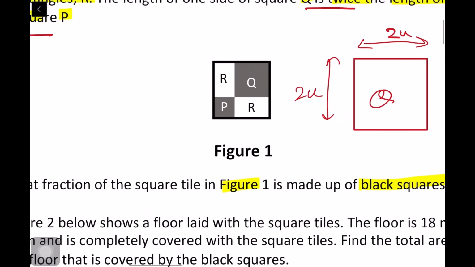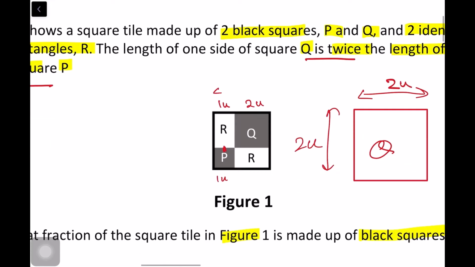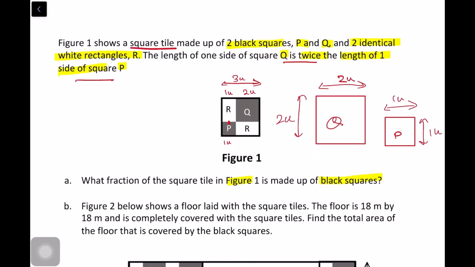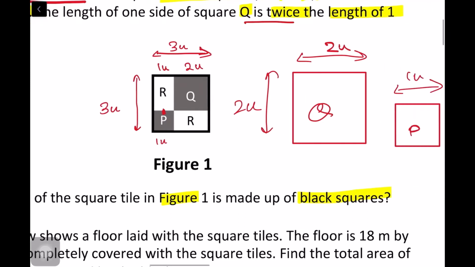So this means that the length of P would be 1 unit and the length of Q would be 2 units. And now the length of P is the same as the width of R. It is the same as the breadth of R, which means that the breadth of R would also be 1 unit. So the whole length of figure 1 is 3 units, right? We have 1 unit plus 2 units. And now figure 1 is a square tile, which means that all sides of this square tile would have the same length, which would be 3 units.